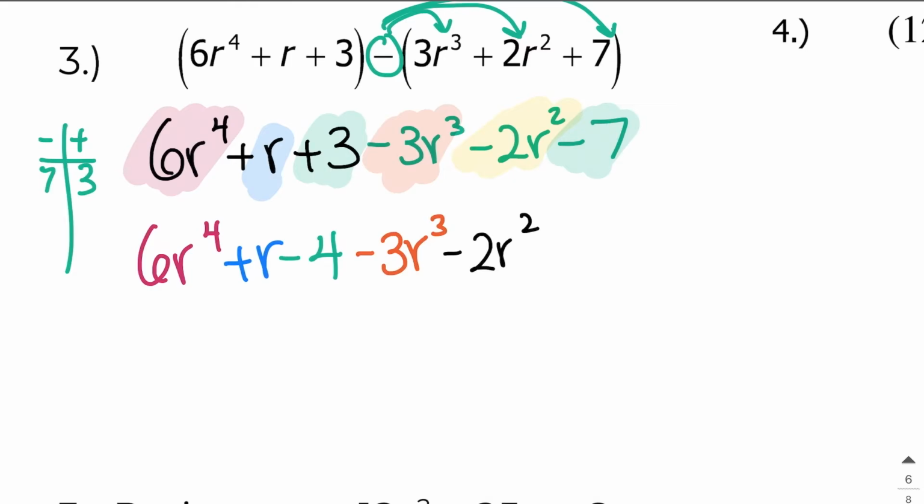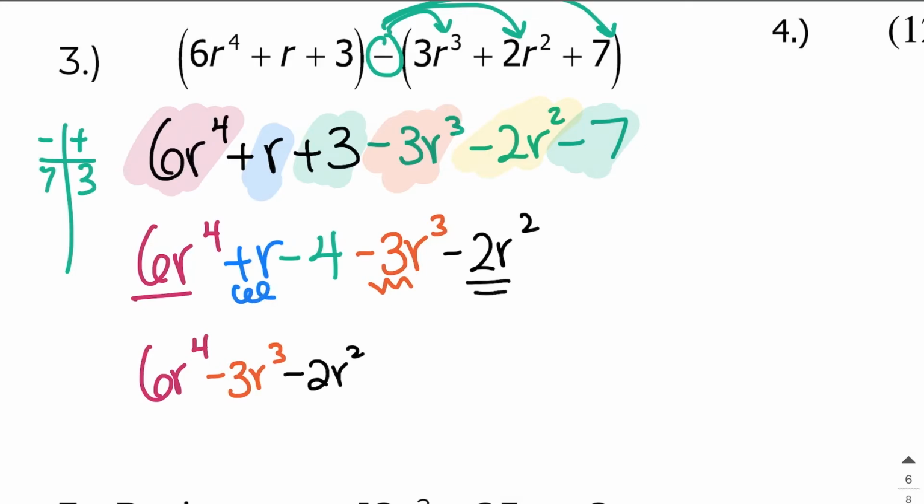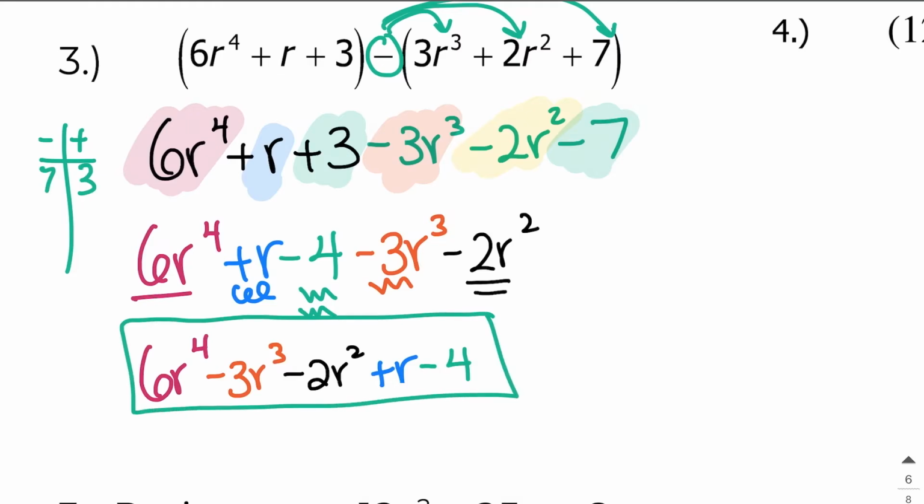Lastly, I just have to make sure that my answer is written in descending order. So I'm going to start with the highest exponent. R to the power of 4 is the highest exponent. Then I have negative 3r cubed next because that's the next highest exponent. Next one after that is this negative 2r squared. So I will write down negative 2r squared. Then after that we have a positive r. And then after that, we have a negative 4. And this would be my final answer.